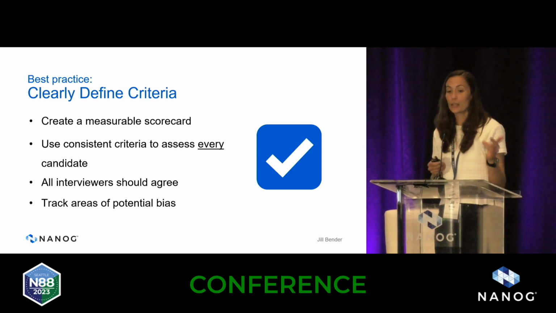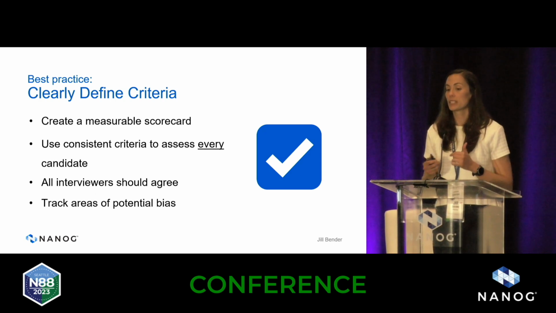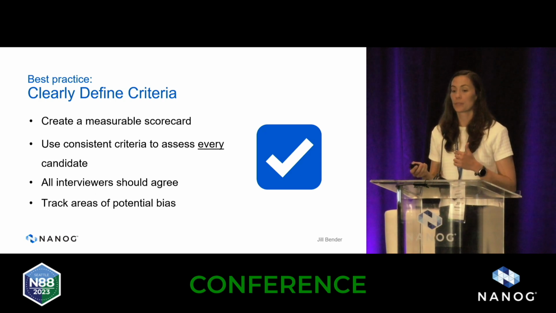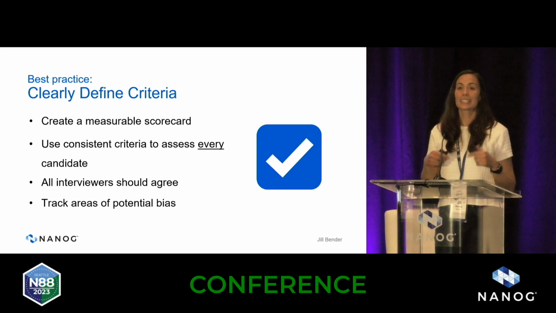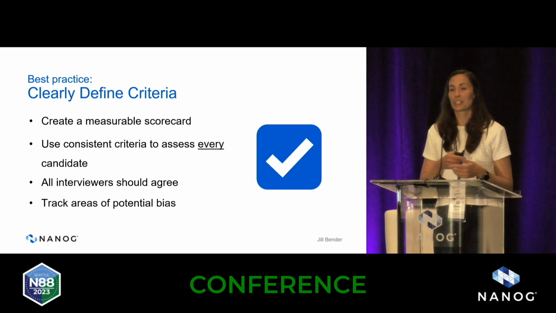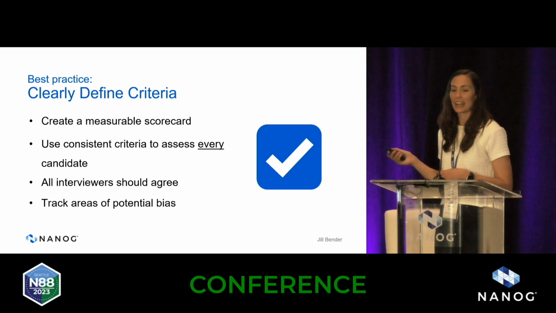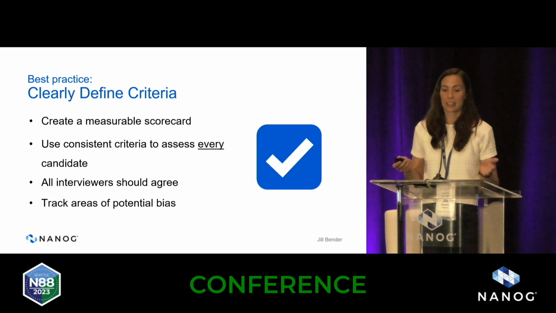Pick criteria that you can measure. Generic phrasing like strong technical skills isn't specific enough and can be open to interpretation. Use the same criteria. Even if it's the president's nephew or a Harvard grad, doesn't matter, everybody gets the same criteria.